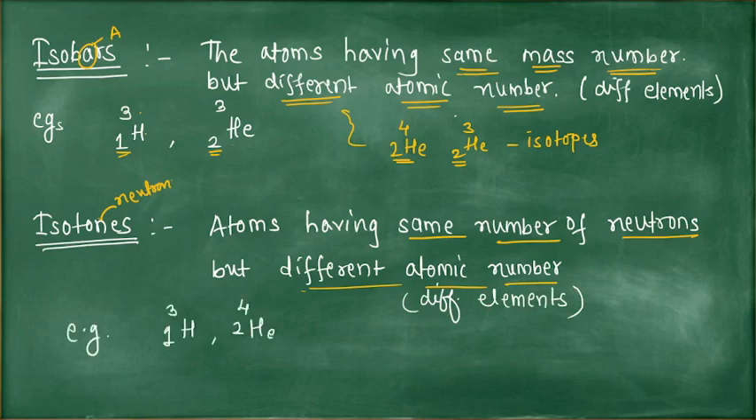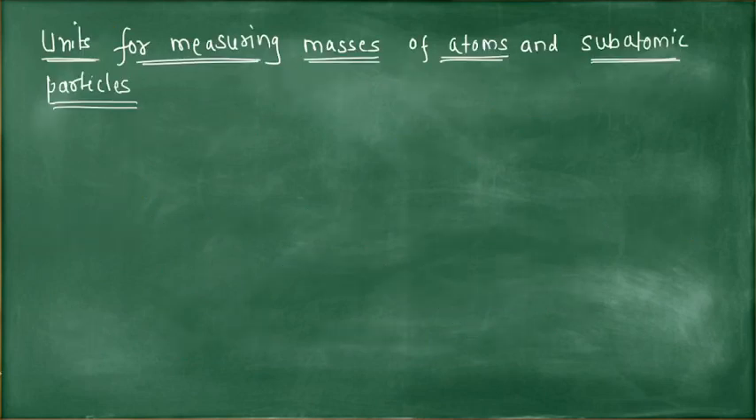For example, 1H3 and 2H4: different elements. So see the upper side. If these are the same, then they are isobars. If these are not the same, then they must be isotones. Then find the difference between mass number and atomic number, and you will get the number of neutrons. 3 minus 1 equals 2, and 4 minus 2 is also equal to 2. In this way you can find whether these are isotopes, isobars or isotones.